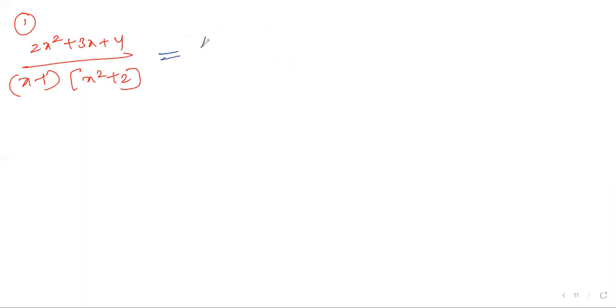Let us take the first question here, 7th B, first question. What is question number 1? (2x square plus 3x plus 4) by (x minus 1) into (x square plus 2). This type of model is very important. What can I write? Open: A by x minus 1, plus (Bx plus C) by (x square plus 2). Don't write just B, because this is a power 2. So we write Bx plus C by x square plus 2.